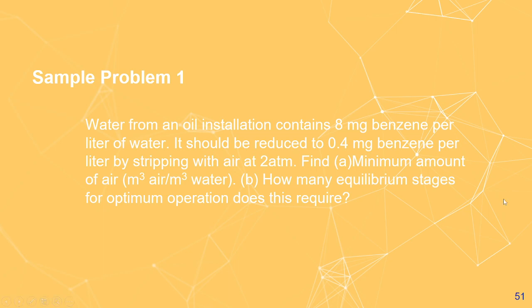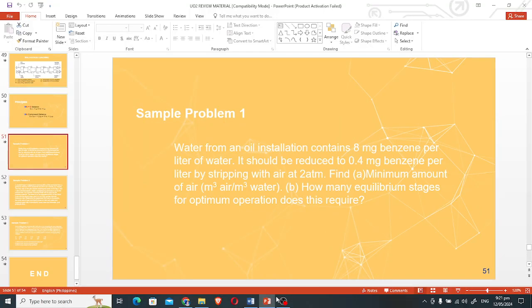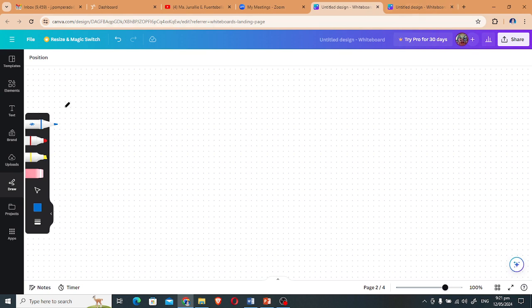Now your problem requires that you determine the minimum amount of air, that is cubic meter of air per cubic meter of water, and then determine how many equilibrium stages would be needed for optimizing the process. So for this sample problem, we need to go to our whiteboard. So I'll transfer to the whiteboard now. And we're here.